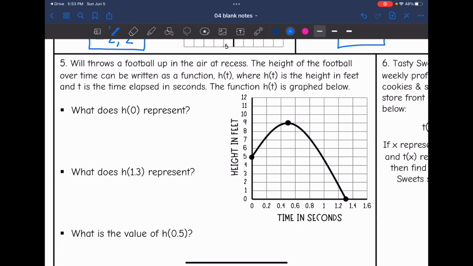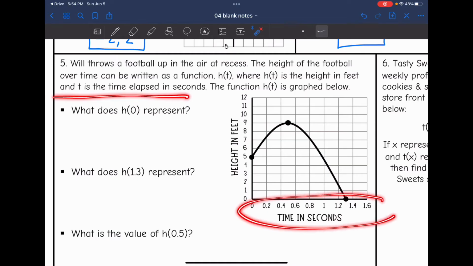Okay, number 5 says Will throws a football up in the air at recess. The height of the football over time can be written as a function h of t, where h of t is the height in feet and t is the time elapsed in seconds. The function h of t is graphed below. So that was a lot of words just to tell us h of t, the y-axis represents the height in feet, and t, the x-axis, represents the time in seconds.